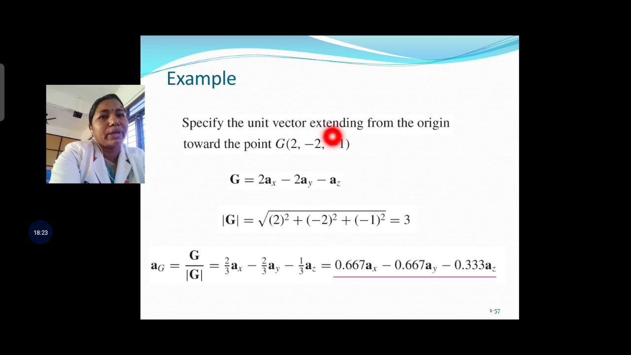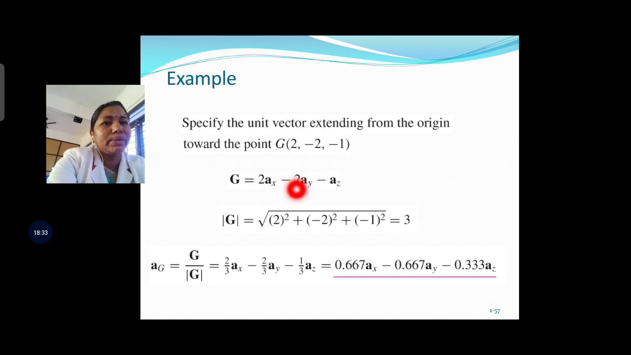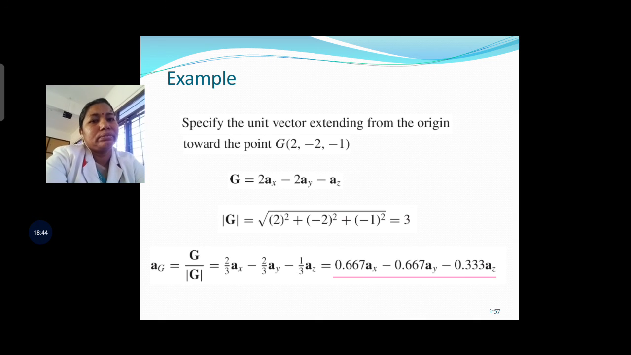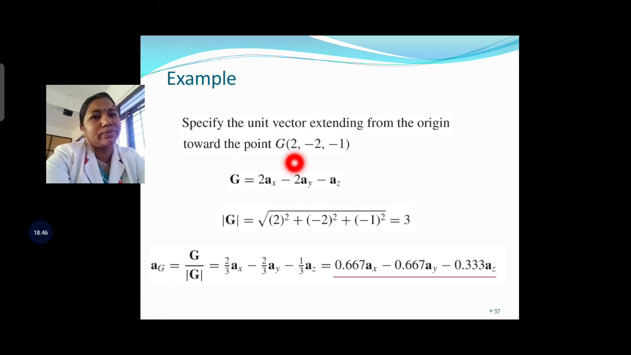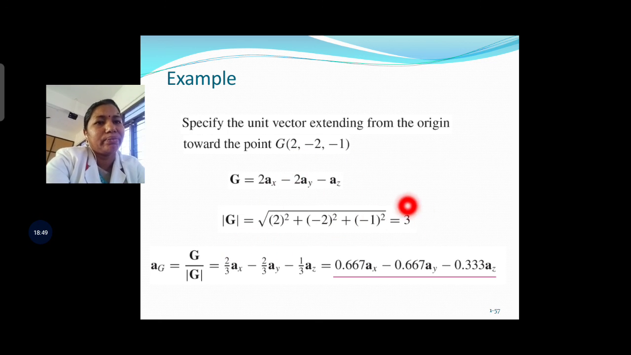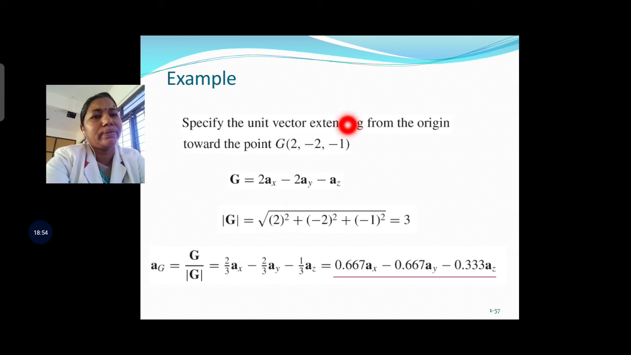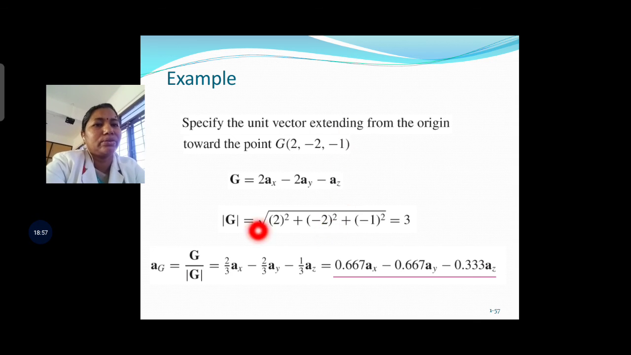Here the vector is 2, minus 2, minus 1 for x, y, z, that is ax, ay, az is given. Its magnitude means we take 2 square plus minus 2 square plus minus 1 square, so we will get 3. So the unit vector is any vector divided by its magnitude. This vector 2, minus 2, minus 1 is given, and the magnitude is 3. So we write 2 by 3 ax minus 2 by 3 ay minus 1 by 3 az. This is the unit vector.